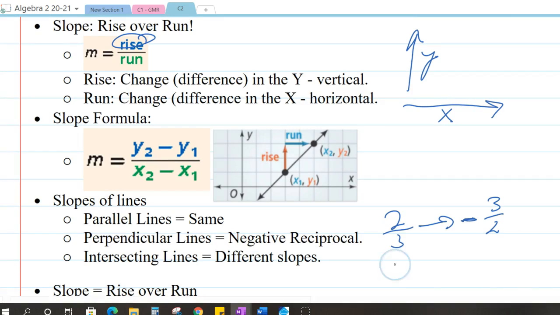Now, if I have a slope of -4, the negative reciprocal, or negative times negative, is a positive, and the 4 is over an invisible 1, so that becomes 1/4. Those are your negative reciprocals.